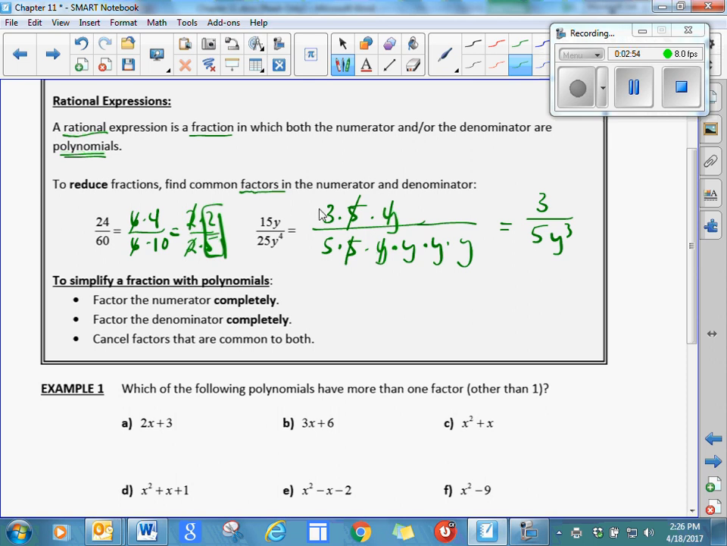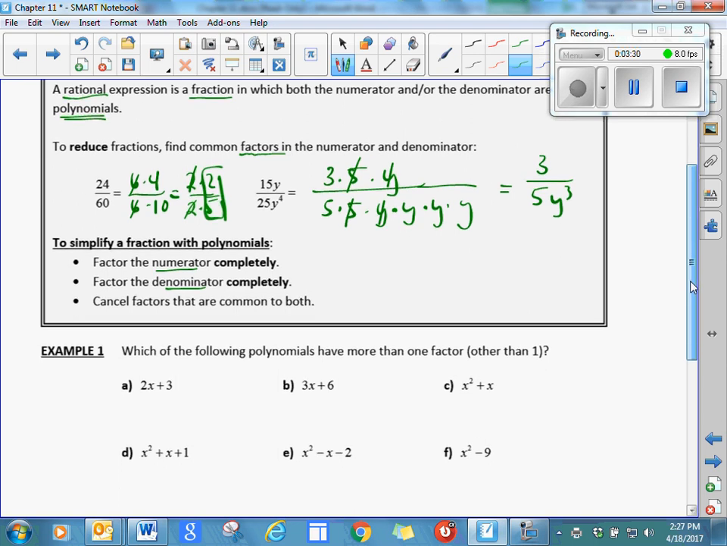All right, so we're going to use this idea of factoring and then canceling common factors to reduce fractions that have polynomials as a numerator and denominator. First of all, we're going to look at the numerator and the denominator individually. We are going to factor the numerator completely and factor the denominator completely. And then, ultimately, after we've done all of that factoring, we're going to look and see if we have any factors that are common to both and therefore would cancel each other out, and that would help us simplify the fraction.